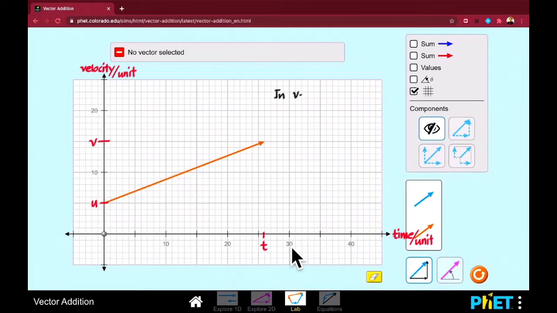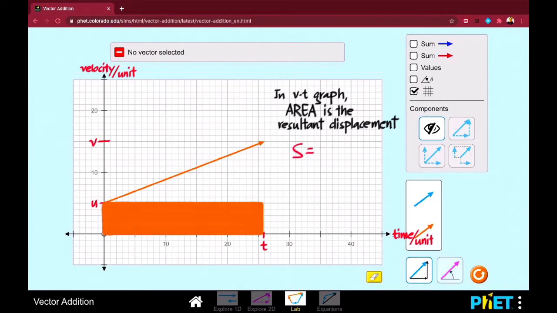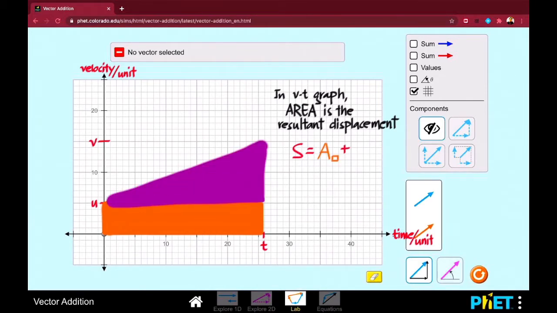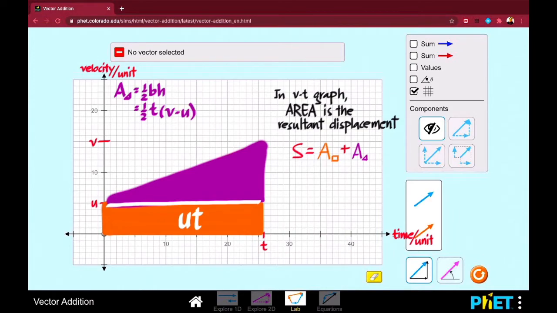Now, recall that the area in a velocity-time graph represents the displacement. So let us find that from this graph. Total area is the displacement S. The area can be easily calculated by taking the area of this rectangle here and adding that to the area of the triangle here. This area equals the product of the sides, which basically is ut, initial velocity times time. For the triangle, the area is half base times height. The base is t, this one, while the height here is v minus u, the difference between the velocities.